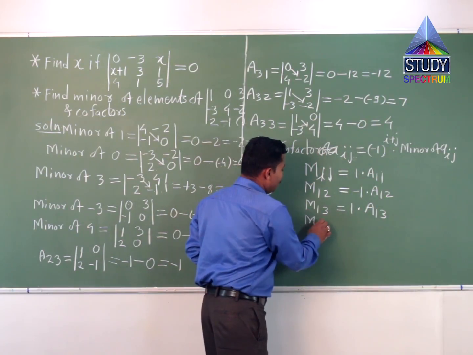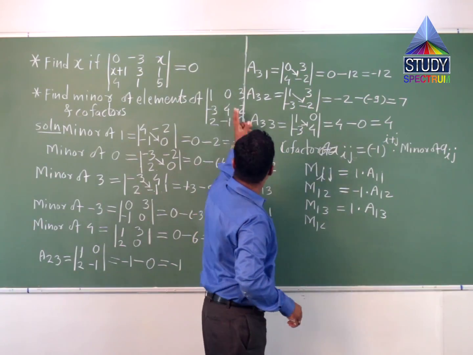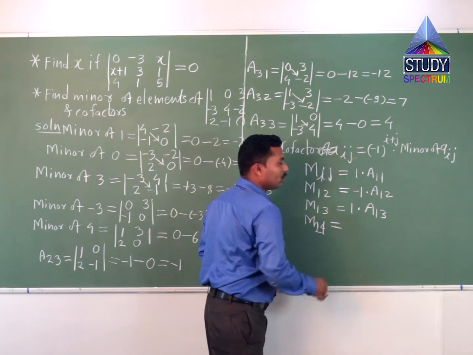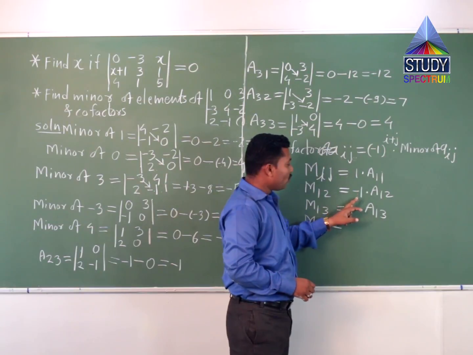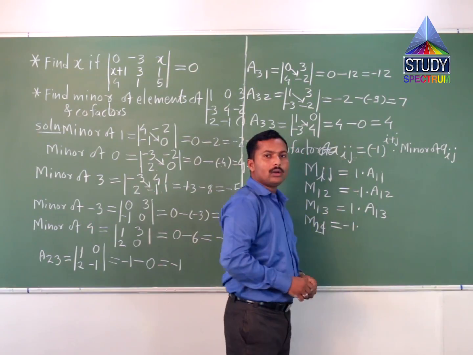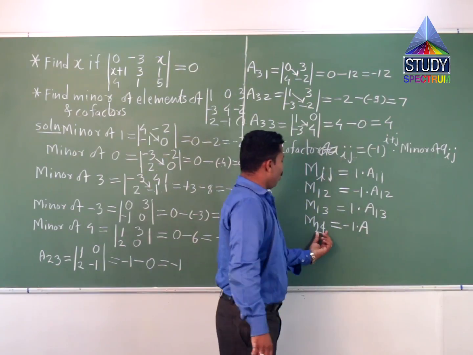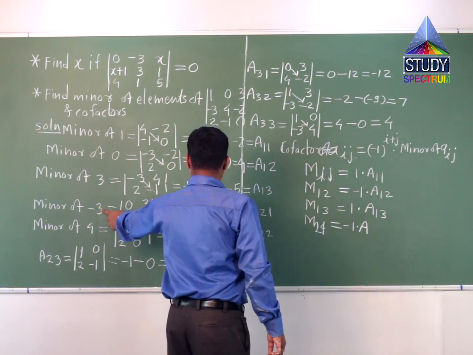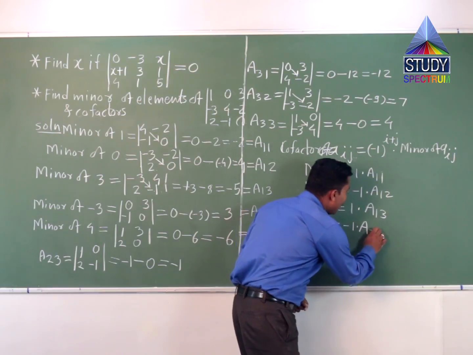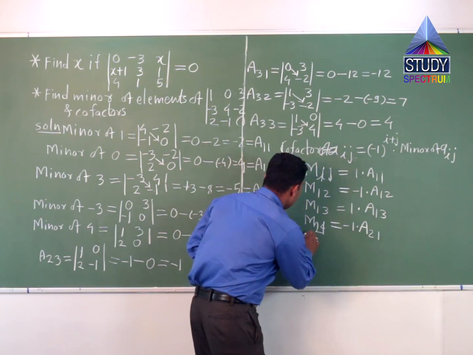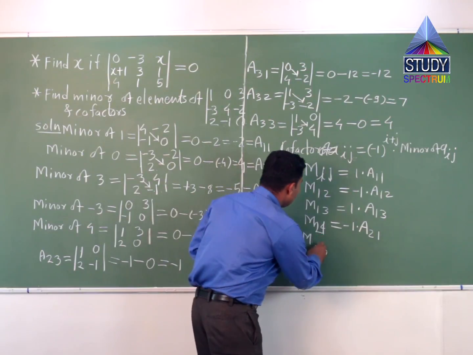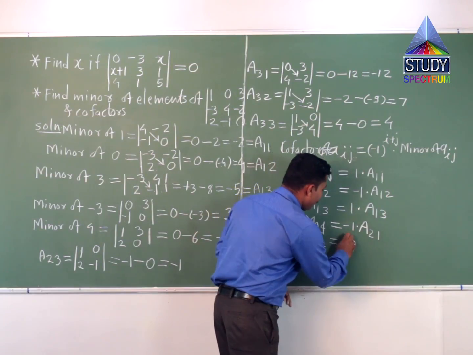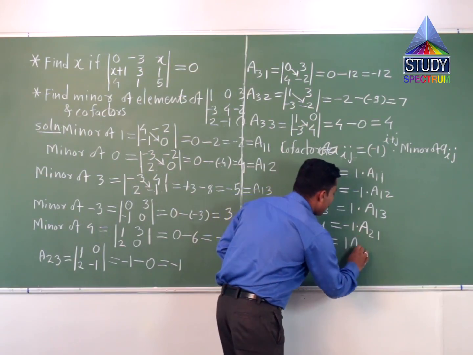Again, in the second row, M21 equals negative 1 into A21, the minor of this number A21. Here we also find this A21. M22: again minus 1 becomes plus 1, so A22.